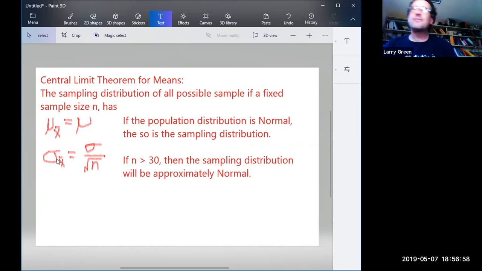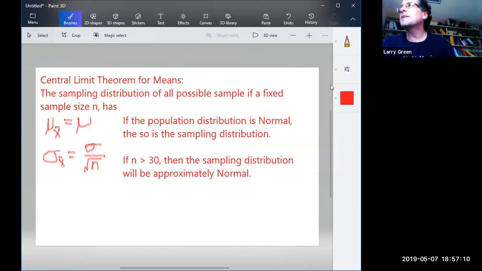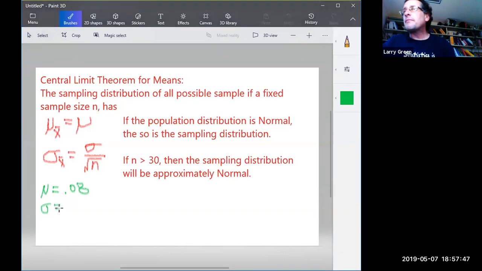Okay, so let me ask you something. Let's suppose the population mean for the stock market, for individual stocks, is 0.08. So in other words, on average, every year, you have an 8% gain. Okay, and that's pretty accurate, by the way. And let's suppose that the standard deviation is equal to 0.21.